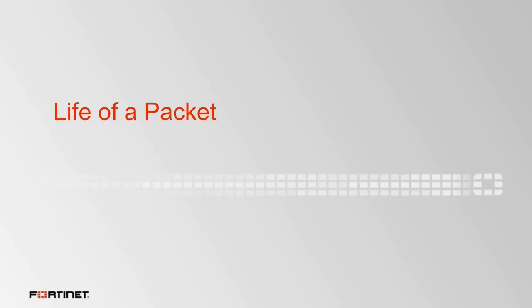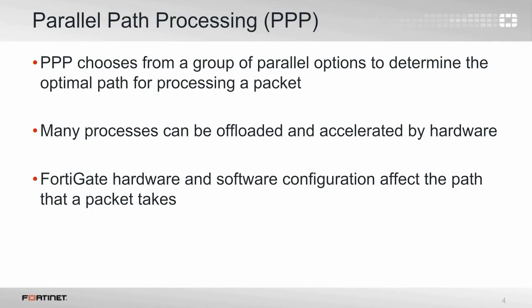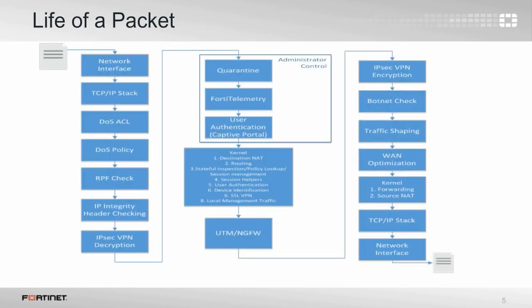In this section, you will learn about the life of a packet. Parallel Path Processing, PPP, uses the firewall policy configuration to choose from a group of parallel options to determine the optimal path for processing a packet. That path that PPP chooses also depends on the hardware configuration. This slide shows all the steps that a packet goes through as it enters, passes through, and exits a FortiGate without any hardware processors.